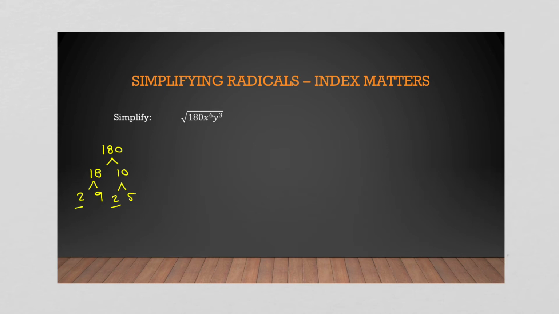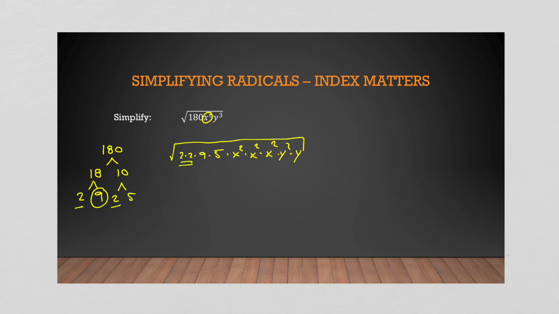So I can write this out as 2 times 2 times 9 times 5. Those are my numbers. And then I'm going to look at this and say, well, x to the 6 is just x squared times x squared times x squared. Remember our exponent laws? And then y cubed is y squared times y. Now, why do I do that? Because perfect square factors, well, here I have two 2's, which is the same as a 4. So that's going to come out as a 2.